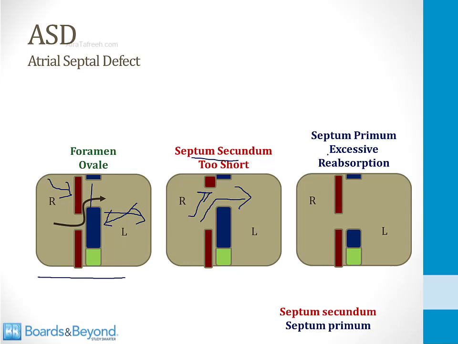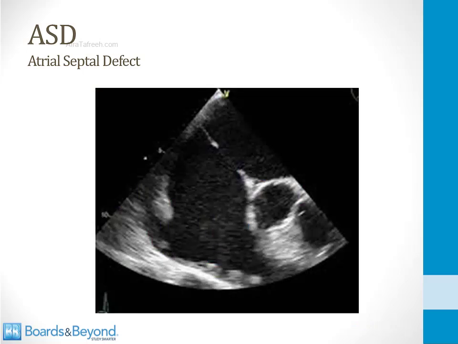The other way it can form is if the septum primum has excessive reabsorption. The septum primum is reabsorbed to create this space, and if there is excessive reabsorption, it can leave a pathway here for blood to travel from the right atrium to the left atrium, and that is another way that a secundum ASD can form. And this is an echocardiogram image of a secundum atrial septal defect.